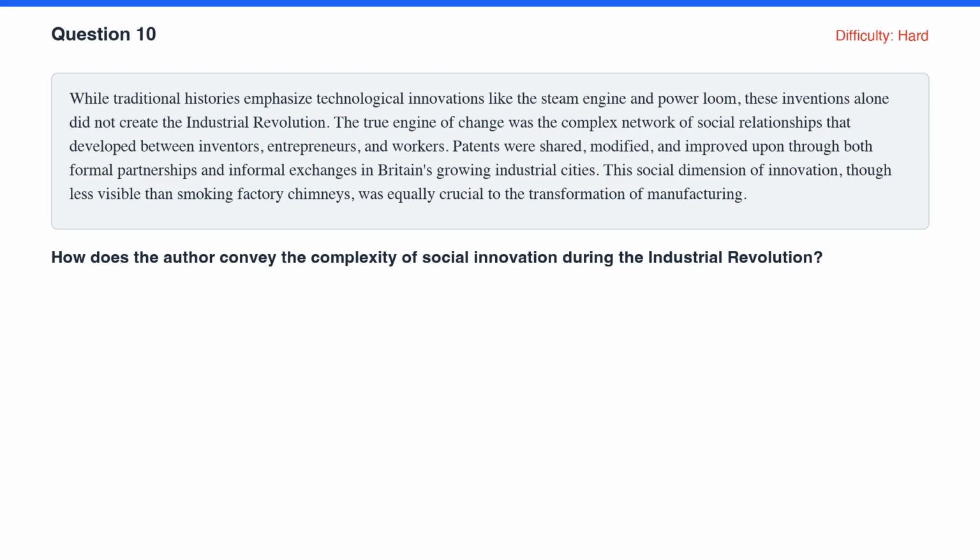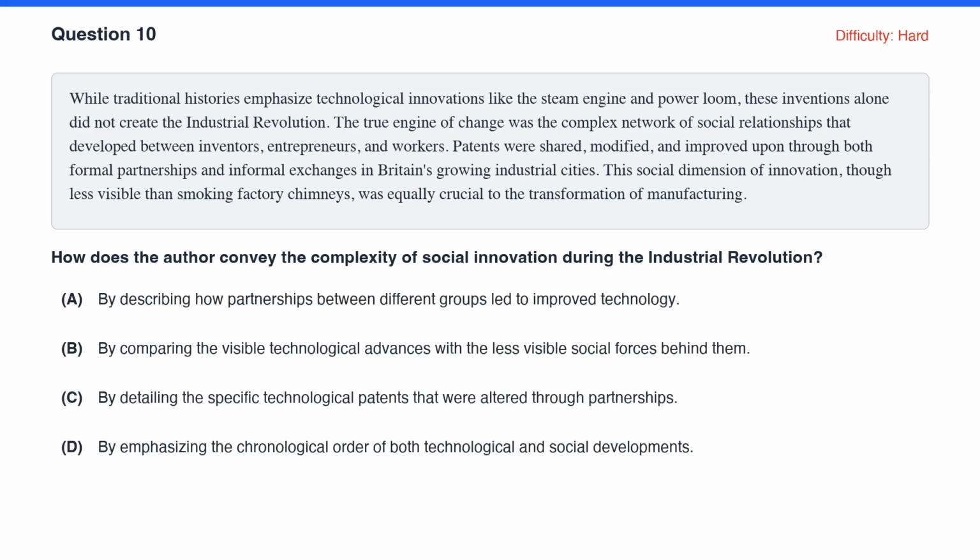Question 10 of 25. Now, it gets harder. This passage is titled The Social Dynamics of the Industrial Revolution. The question asks how the author conveys the complexity of social innovation during the Industrial Revolution. The passage argues that while inventions like the steam engine get the spotlight, the real driver was a network of relationships between inventors, entrepreneurs, and workers.